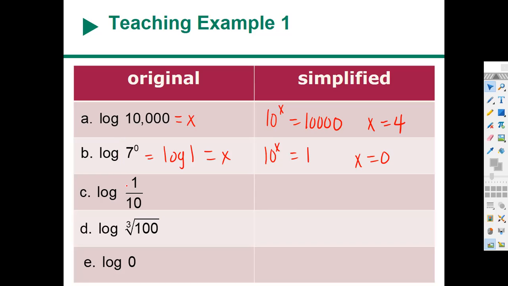All right, here we have log of 1/10, 1 over 10. And so if I have log of 1/10, I'm asking, this is actually saying log of 10 to the negative 1. Does that make sense?